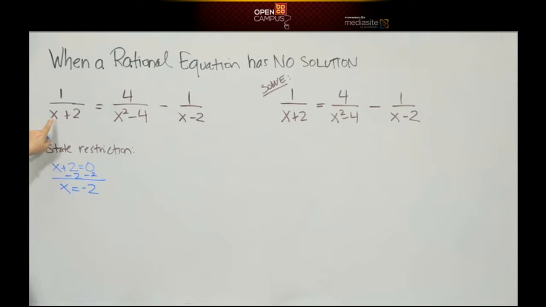If x was the number -2, -2 plus 2 would be 0. 1 divided by 0 does not exist. This cannot be the answer when I'm done solving.